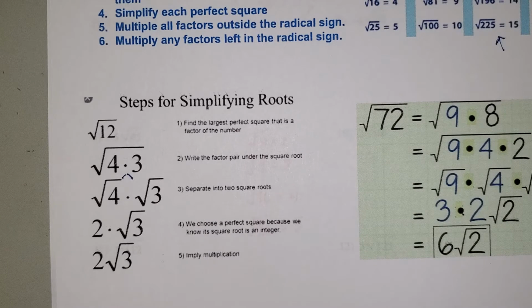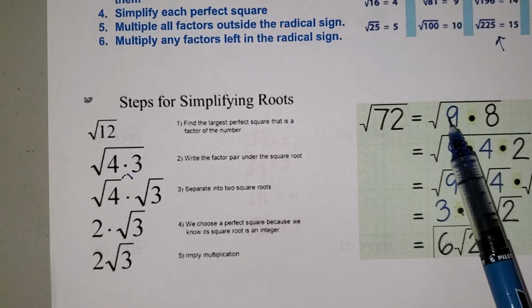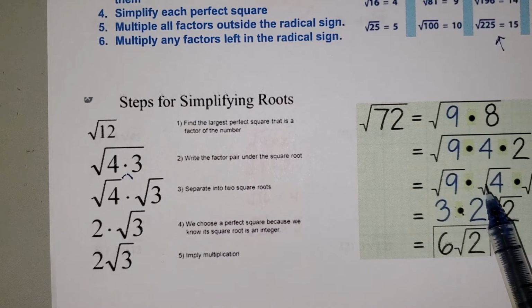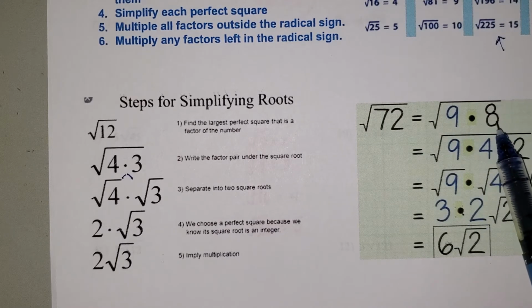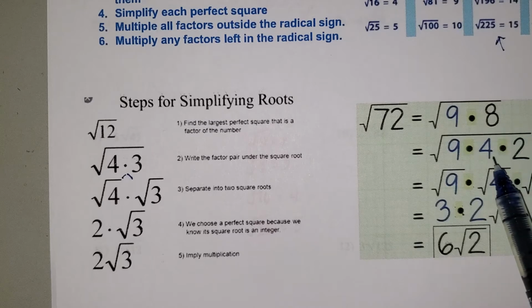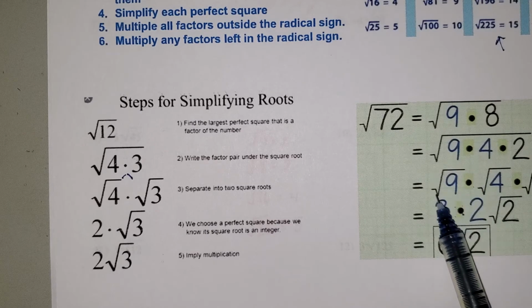All right, let's look at another example. Square root of 72. We can factor 72 using a perfect square to 9 times 8. Then we have to look at the second factor. This 8, can we factor it using a perfect square? And the answer is yes, we can. We can say that 8 is 4 times 2. All right? This is all multiplication, so we can break it up into its separate parts.